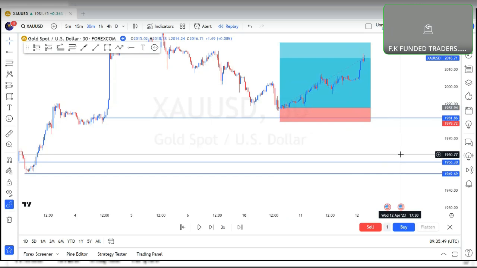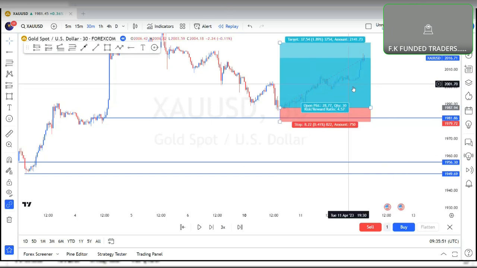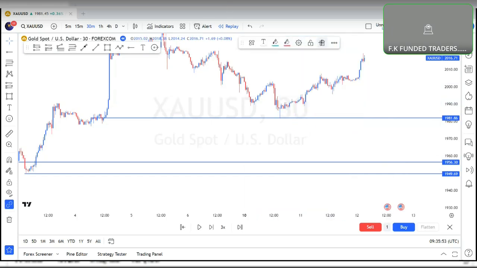I don't know whether traders are observing this. These are some of the lessons that traders won't give you. So after respecting it, I know at the end of the day, they're going to violate it.